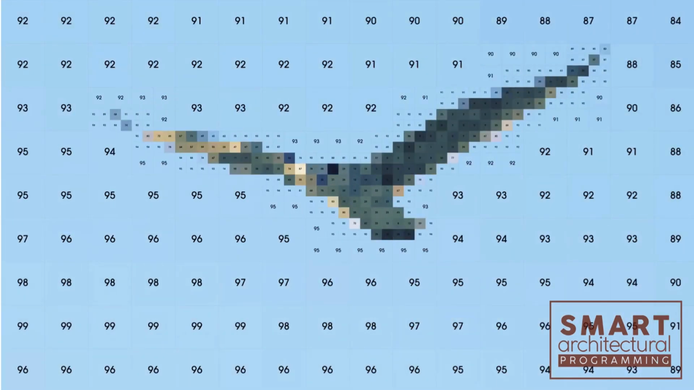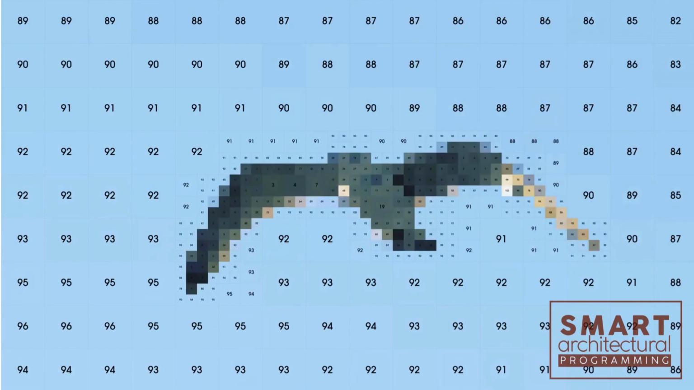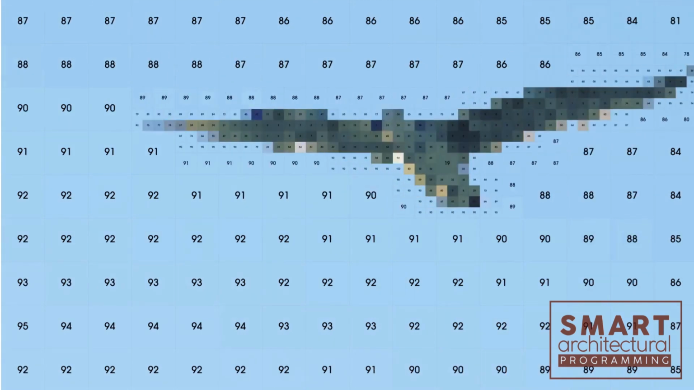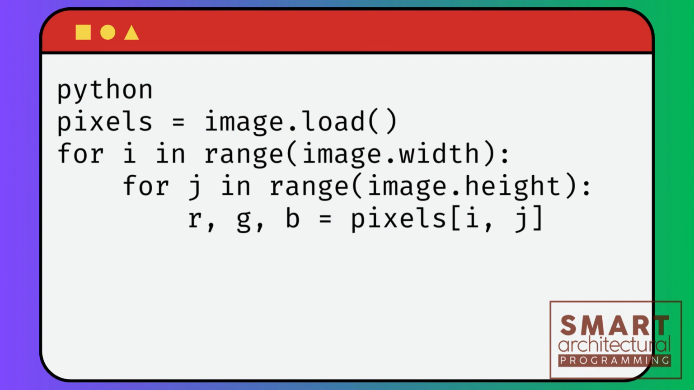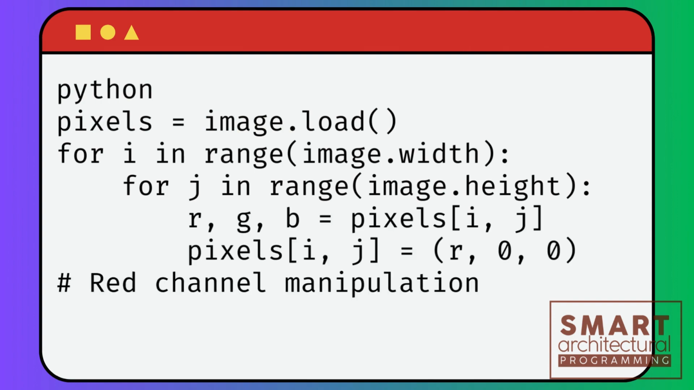Each image is a collection of pixels. In Python, we can directly manipulate these pixels. Here, we've altered the red channel of each pixel, giving the image a unique look.